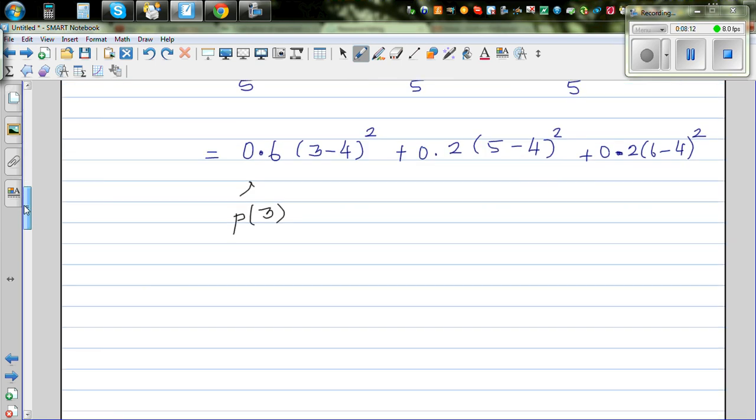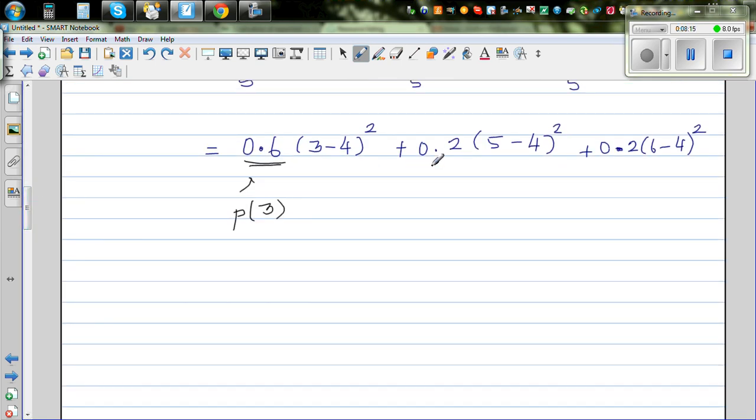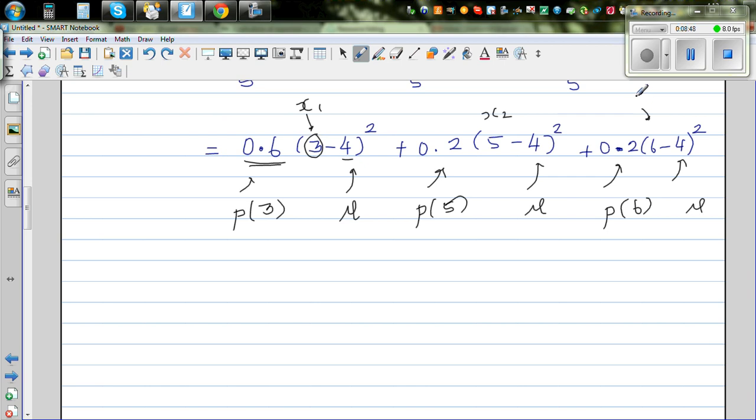So this number is the probability of getting 3. This number is the probability of getting 5. And this number is the probability of getting 6. This is your mu, can you see? This is nothing but your mu. This is also your mu. This is your mu, and your 4 is your mu. And these values are your xi. So this is your x1, this is your x2, and this is your x3.